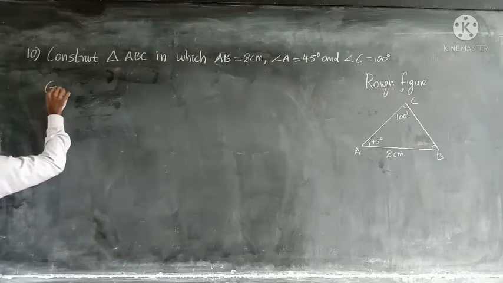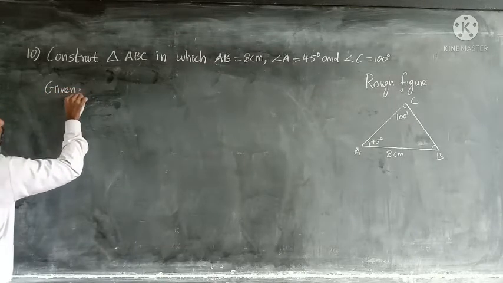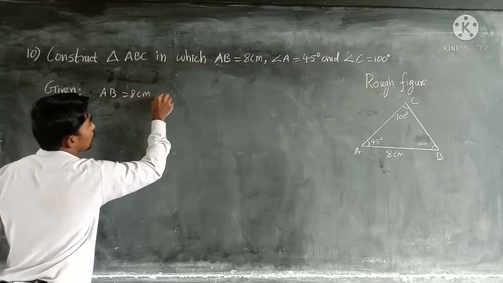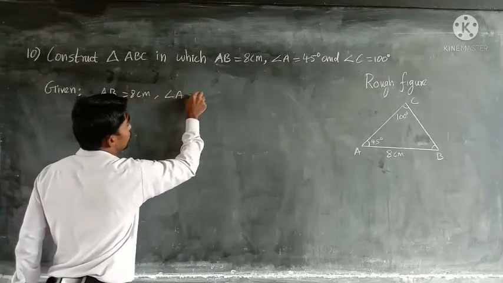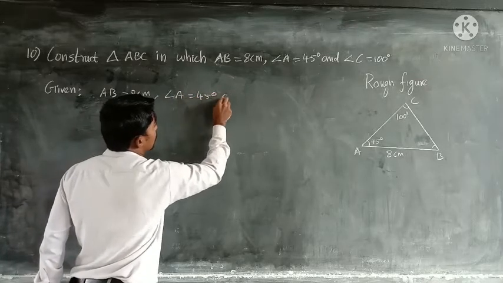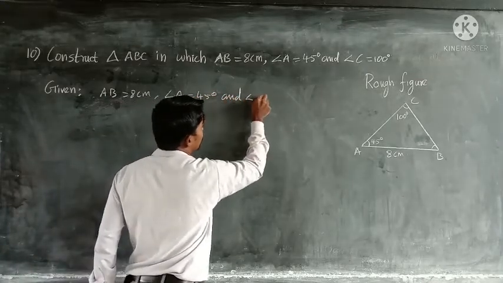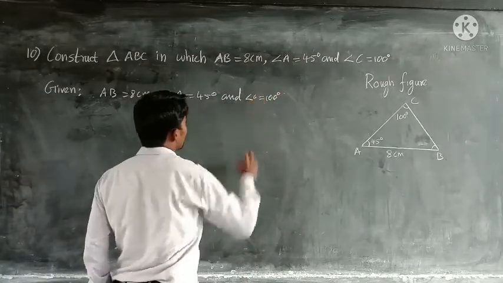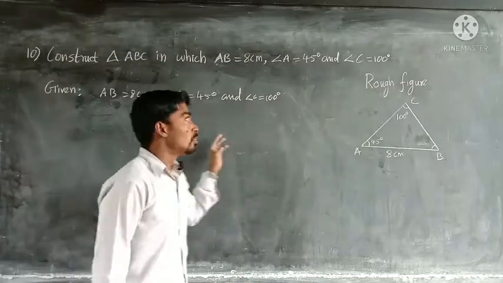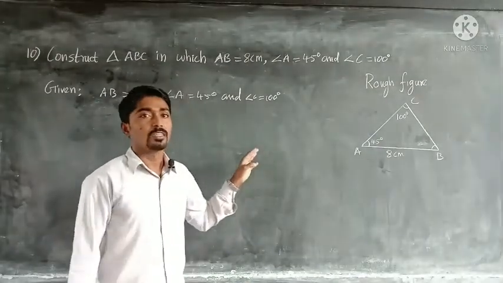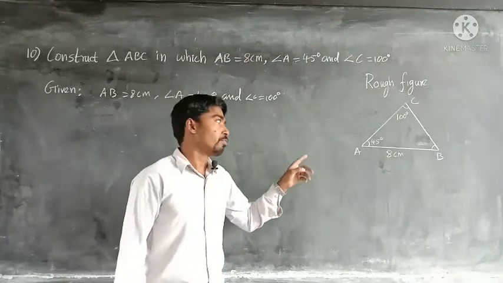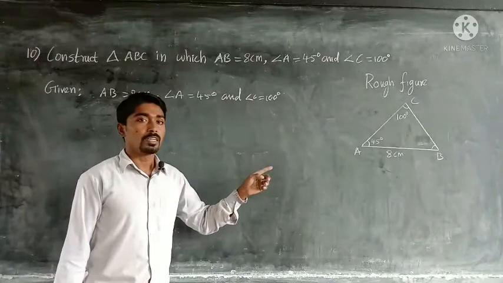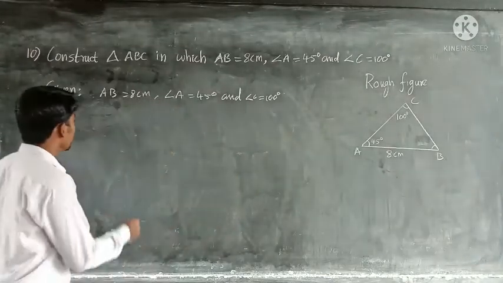First, the given condition we should write. What is given? Given AB is equal to 8 centimeter and angle A is equal to 45 degree and angle C is 100 degree. To construct triangle ABC, we need to find angle B first. By using angle sum property, we can find angle B.